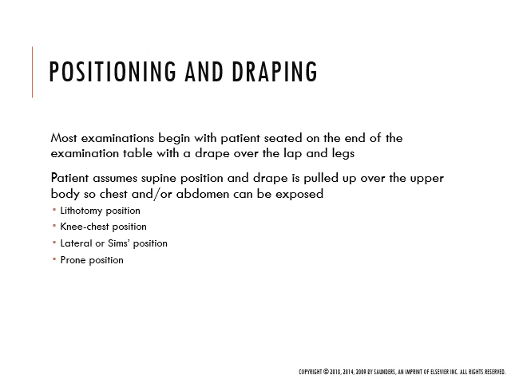Positioning and draping. Most examinations begin with the patient seated on the end of an examination table with a drape over the lap and legs. Patients assume the supine position and a drape is pulled up over the upper body so the chest and the abdomen can be exposed. We use different positions: the lithotomy position, knee to chest position, lateral or Sims position, and prone position. We will go over the positionings in another lab.